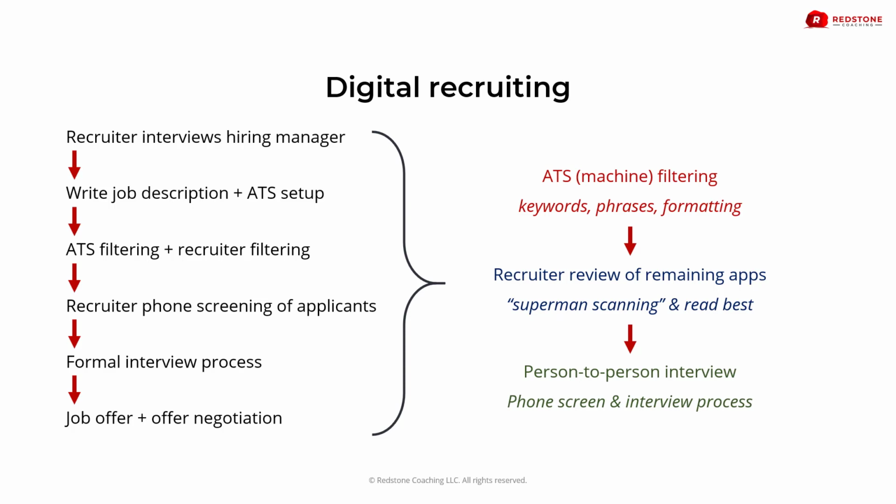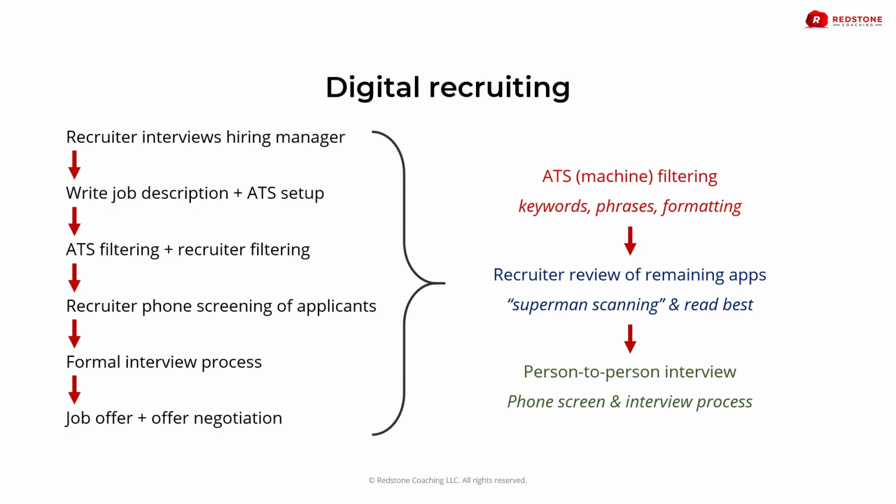On the right side, you can see where it says ATS filtering, and really all that is machine filtering. If 1,000 people are applying online, that machine scans through all the applications, searching for keywords, phrases, and formatting. It uses a search query that the hiring manager, or whoever is leading the process, manually wrote. That eventually spits out X number of applicants that match the search query, and then the recruiter has to manually review all of those remaining applications.